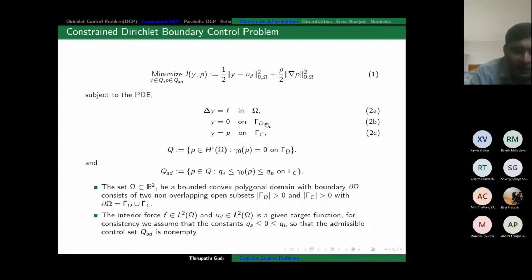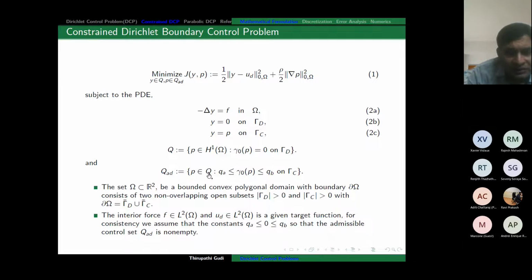For example, the boundary can be split into two parts, Gamma D and Gamma C, where on Gamma D we fix this function. It could be some non-zero function, but for simplicity, let us keep it y equal to 0. And the control is this, y equal to p on Gamma C. So the control is acting on this part of the boundary of the domain. And y is satisfying this PDE. Here y is coming from Q, which is all H1 functions whose trace is 0 on Gamma D. That means when you restrict to Gamma D, the function is 0.